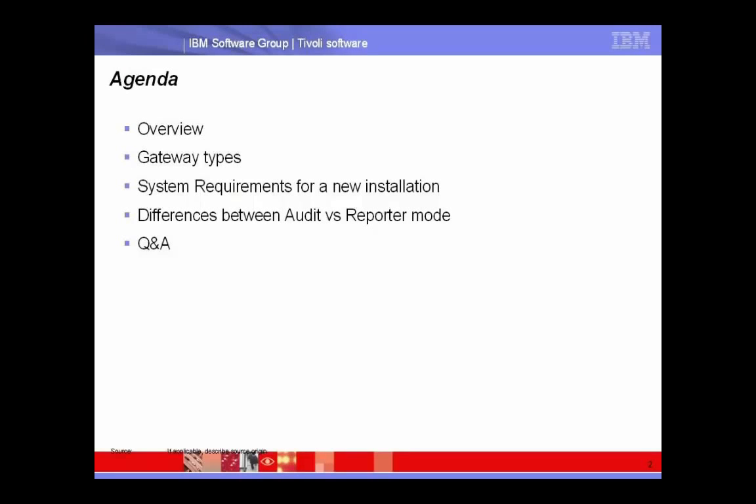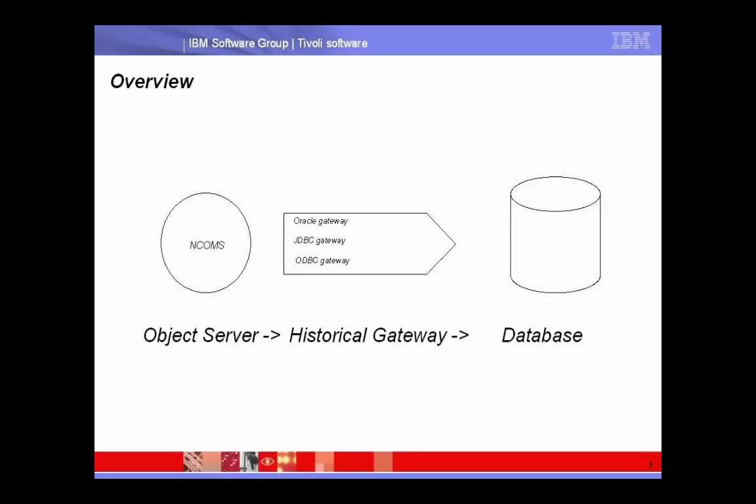The first slide is our agenda for the day. It is just a very quick overview, telling the gateway types, the system requirements for a new installation, and the differences between audit and reporter mode, and then we'll have a question and answer session. First, the overview: you'd have an object server, you'd have a database, and between the two you'd have your historical gateway. We have the Oracle gateway, the JDBC gateway, and the ODBC gateway.